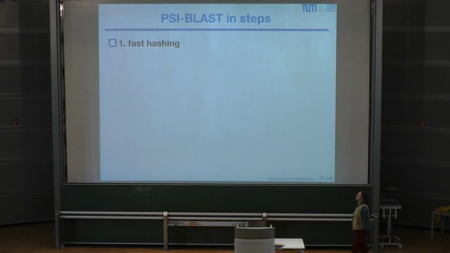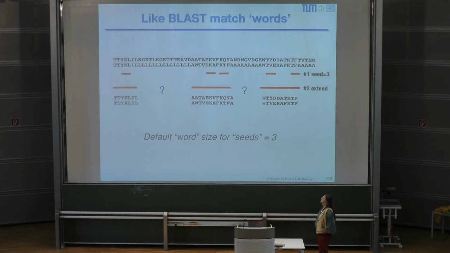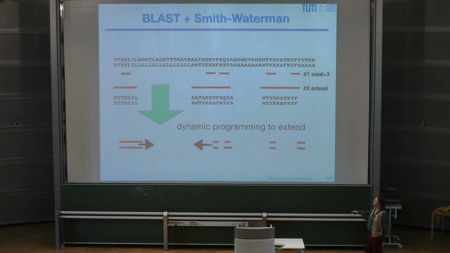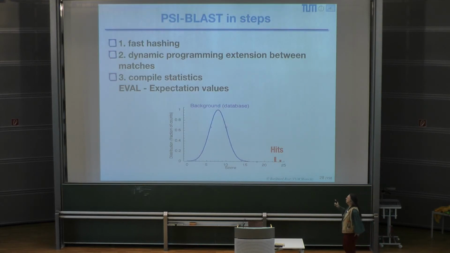The concept of PSI-BLAST is again the fast hashing, the same thing that you do for pairwise sequence alignment. In fact, that's exactly the way you begin. Then you do dynamic programming to extend these findings that you have. The dynamic programming is fast, because it is proportional to the product of the lengths of the two, and since now we only have to align short regions, this is very, very fast. The problem here, again, is to compile the statistics, background signal versus the hit here.